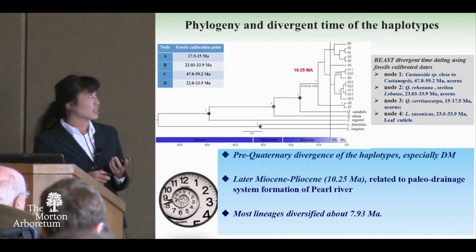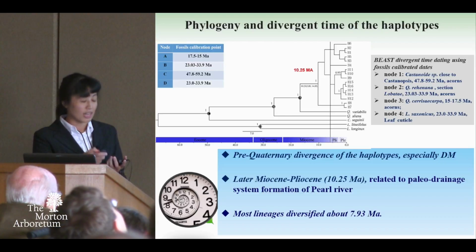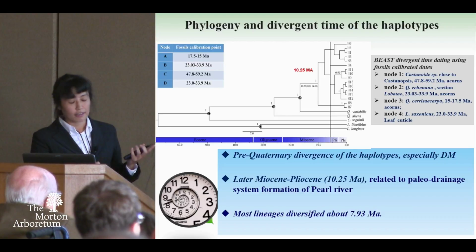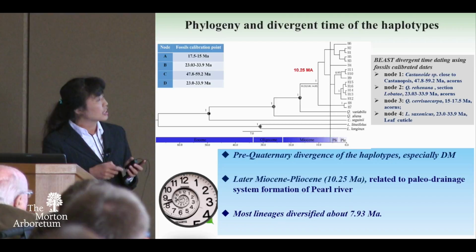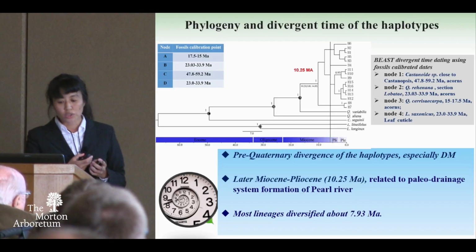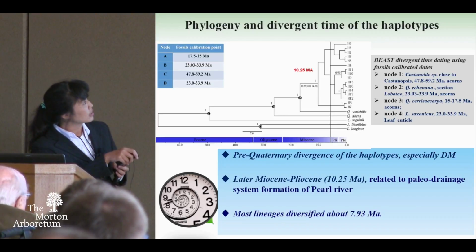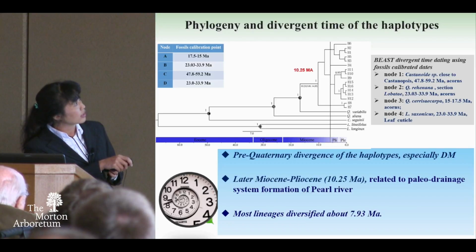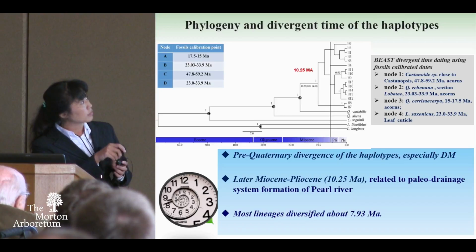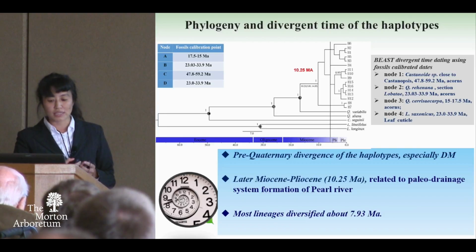So we did a little bit of divergence time dating to figure out when those haplotypes diversified. We used 4 fossils as calibration and found a pre-Quaternary diversification of the haplotypes. Here is the Miocene, and the diversification begins in the late Miocene right here, and the first lineage diversification seems to happen at this stage, continuing into the Quaternary. So that's the main result.